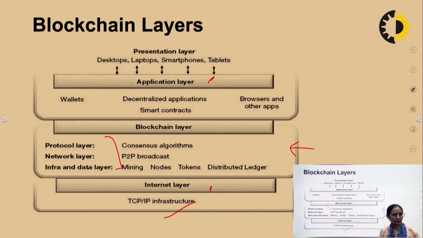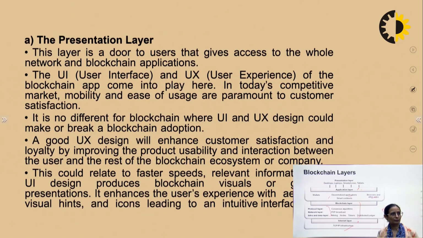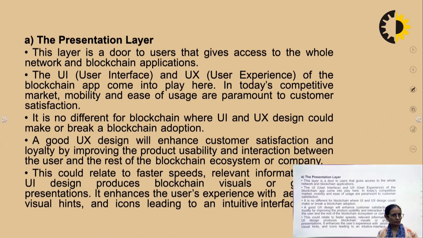Now above that, before we go to the application layer, these 3 layers of the blockchain layer interact with the presentation layer through wallets, decentralized applications, or smart contracts, browsers and other apps. And above, we have the presentation layer on our laptops, desktops, or smartphones. Here the presentation layer is a door for users that gives access to the whole network and blockchain applications. Here the UI and UX of the blockchain app come into play.